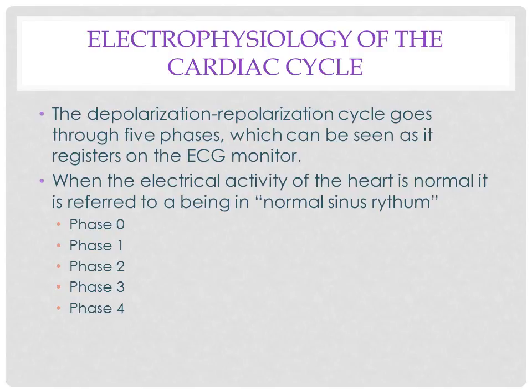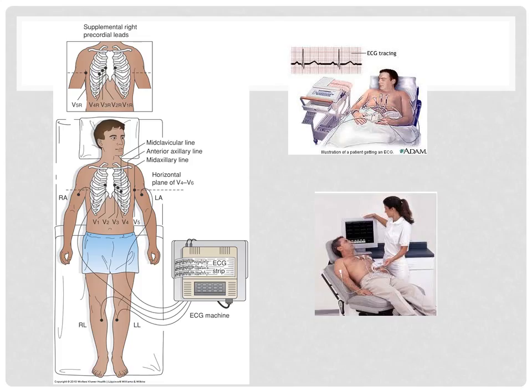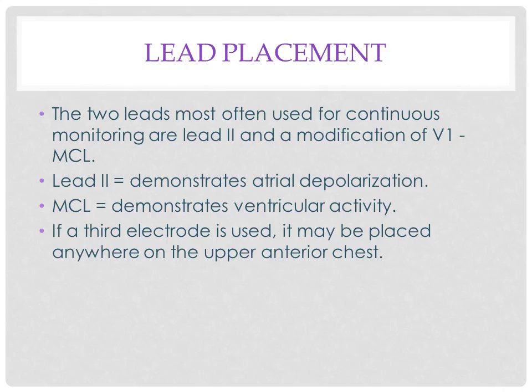Electrophysiology of the cardiac cycle. The depolarization-repolarization cycle goes through 5 phases, which can be seen as it registers on the ECG monitor. When the electrical activity of the heart is normal, it is referred to as normal sinus rhythm. Phase 0, Phase 1, Phase 2. This is a diagram demonstrating ECG, or EKG.